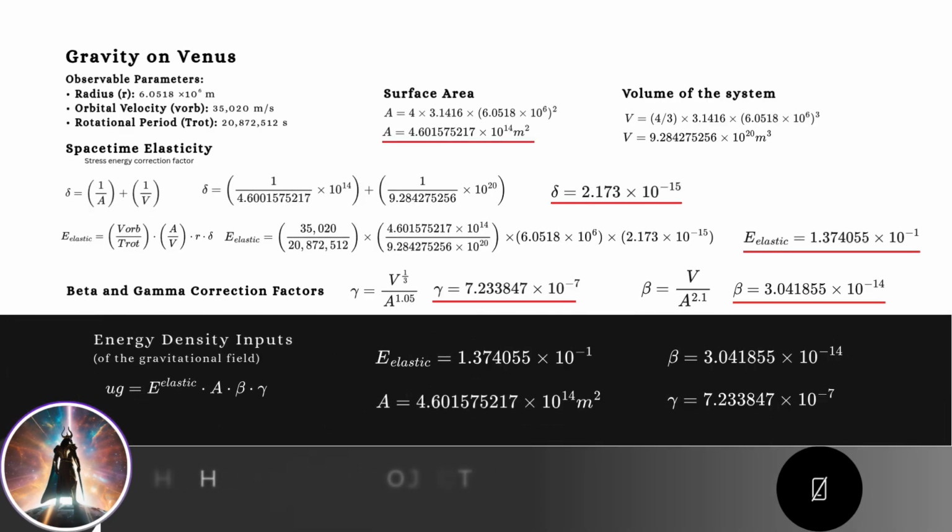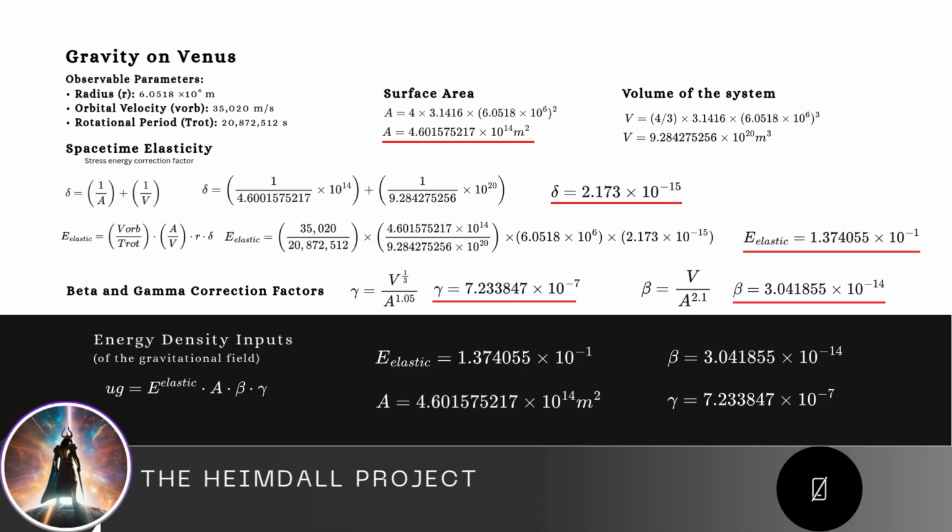Okay, so now we have nearly everything we need to complete our energy density calculation of the gravitational field, for which we needed surface area, space-time elasticity, and gamma and beta. And once we get the energy density for the gravitational field, we'll be able to do the calculation for the gravitational field strength of Venus, which is what we're tackling here.